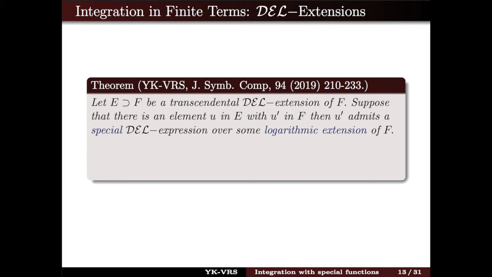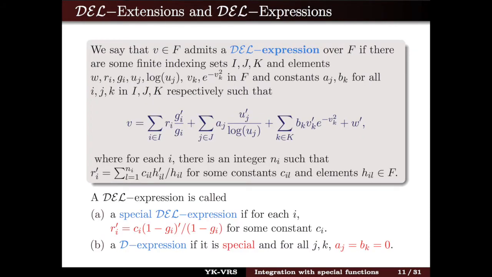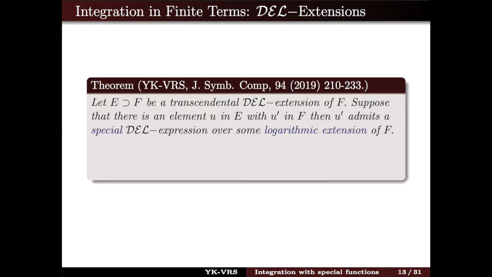The special expression is simply the one that I have shown you here. Special means that in the summation, R_i is actually a logarithm, not a linear combination of logarithms. So R_i is simply a logarithm, in which case each term that corresponds to the index set I, when you integrate, you actually get a dilogarithmic integral. So the theorem says that if I have an element u in this extension whose derivative is in the base field, then the derivative admits a special expression.